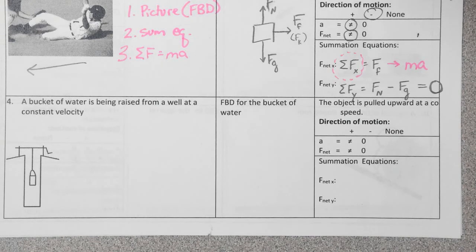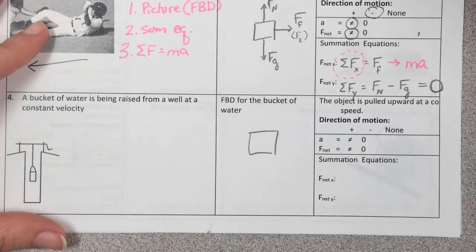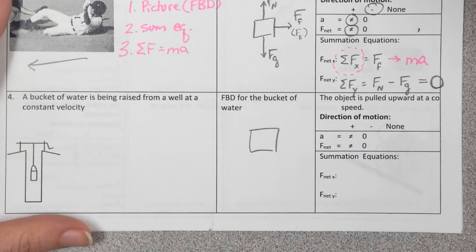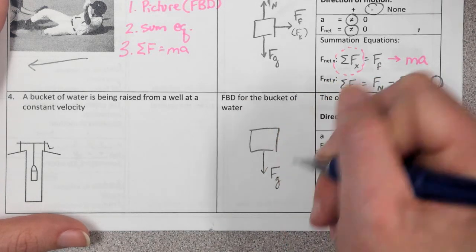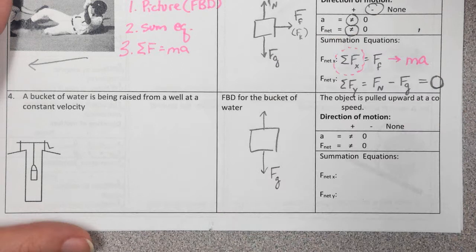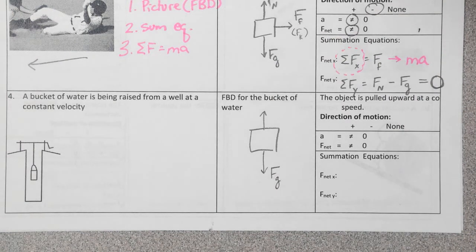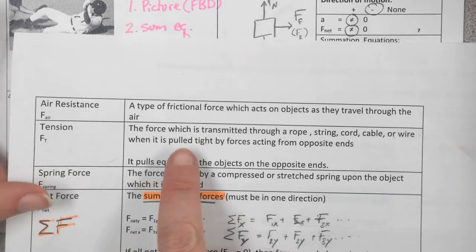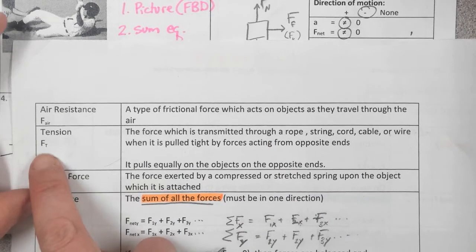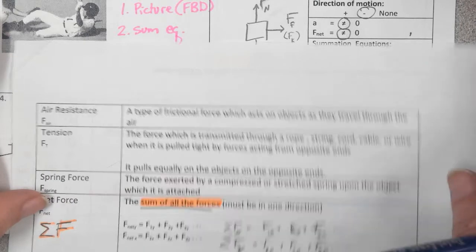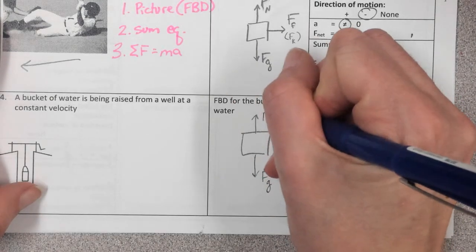Okay, now ready? So a bucket of water, what is pulling on the bucket of water? Definitely gravity. Gravity goes straight down. What's pulling up on the bucket? Probably some sort of rope or cord or string. When we have a force from a rope, string, cord, cable, wire, or chain, we call that tension. So this one would be called the force of tension.